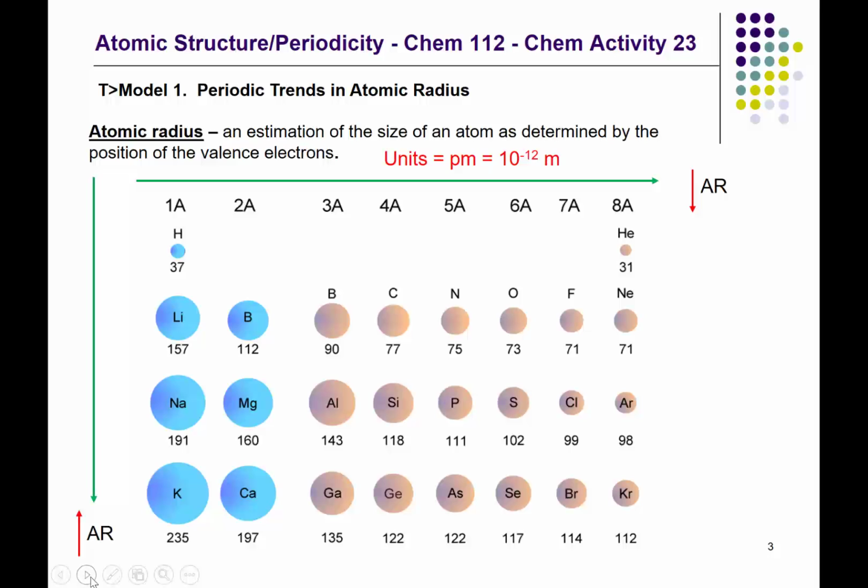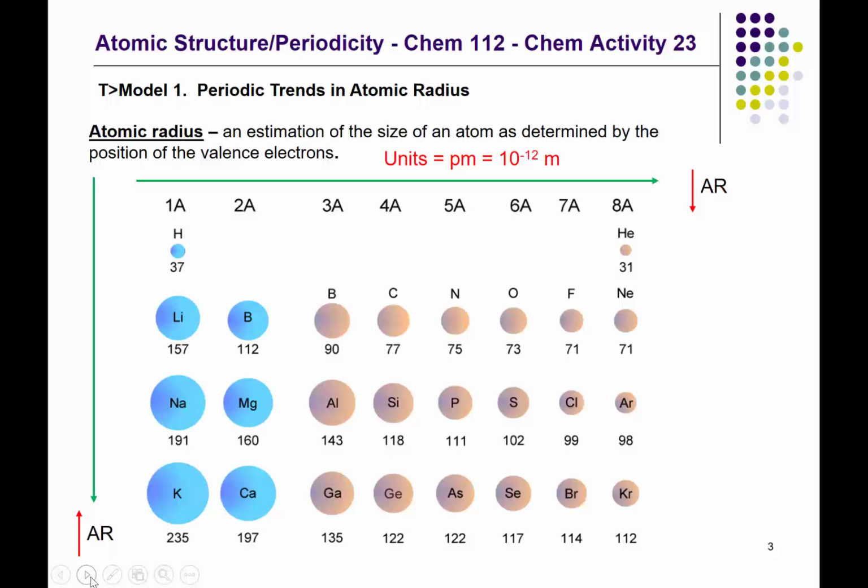Now again, this doesn't apply in all situations. So for instance, when you compare aluminum to gallium, you see that in fact the size goes down. These anomalies are difficult to explain and again may be tied to how these measurements are being made. I'd like you to be aware of the general trend.